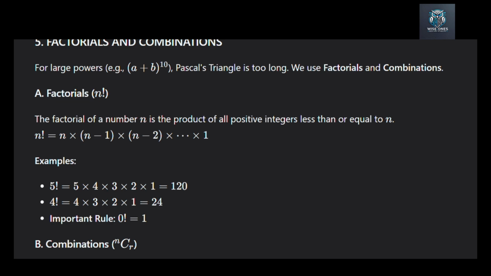4 factorial is 4 times 3 times 2 times 1. 4 times 3 is 12. 12 times 2 is 24. So 4 factorial is 24. There is one very important rule you must memorize. 0 factorial equals 1. It does not equal 0. It equals 1. Please write that down clearly. 0 factorial is 1. Now, let us look at combinations.